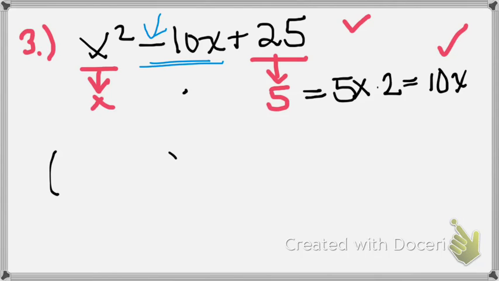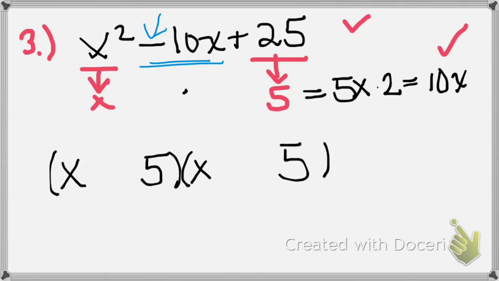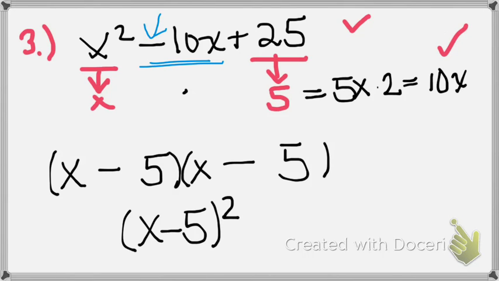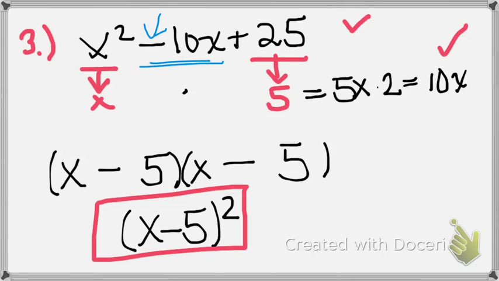So now you can shortcut. There's your x, there's your 5, there's your 5. But because that's a negative 10, they both become minus. Which again, you can shortcut and write x minus 5 squared. If you have a perfect square trinomial, it will always factor to a perfect square. Again, don't weird out. If you don't see the pattern, it's okay.